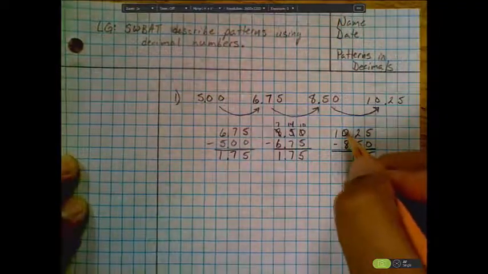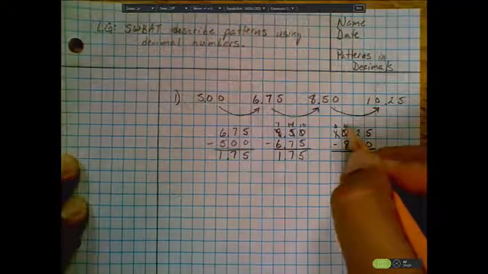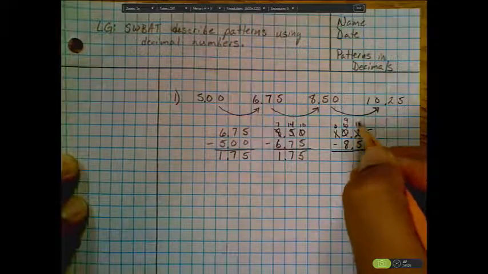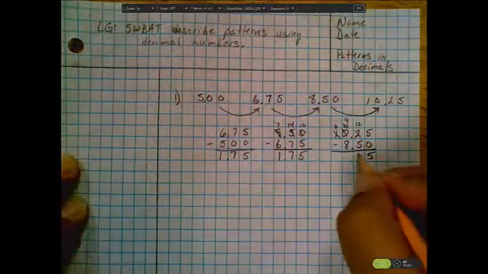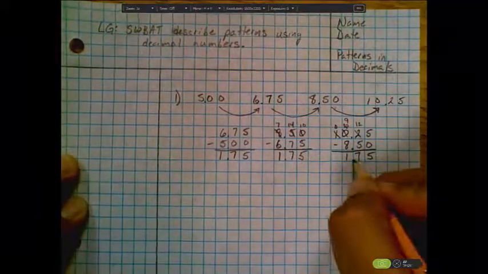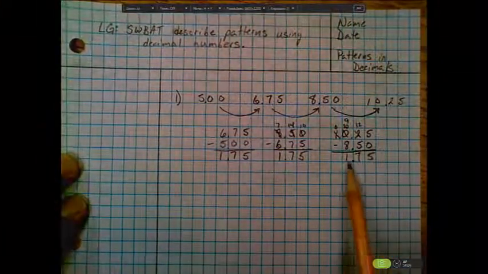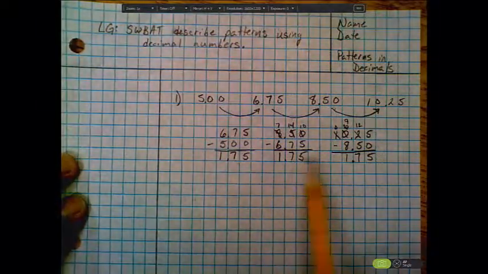We need to borrow. We can't borrow from the 0, so we're going to make that a 0. This becomes a 10. Then we borrow from the 10 and it becomes a 9. And the 2 becomes a 12. 12 minus 5 is 7. 9 minus 2 is 1, and we got to remember to bring down our decimal point for our answer. So again, we see that the interval for each of these is 1.75.